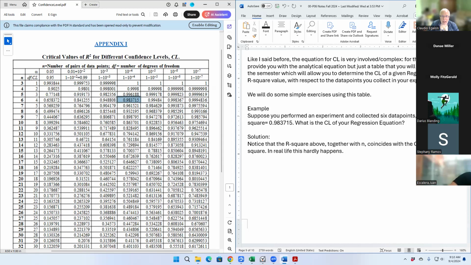But proceeding. At these N and R square values, we find that the CL is, okay, so here you go, N equal to 6, CL equal to 1 minus 10 to the minus 4. So you go along the horizontal line for N, find where the R square lies, and then move upwards in the table to find your CL.